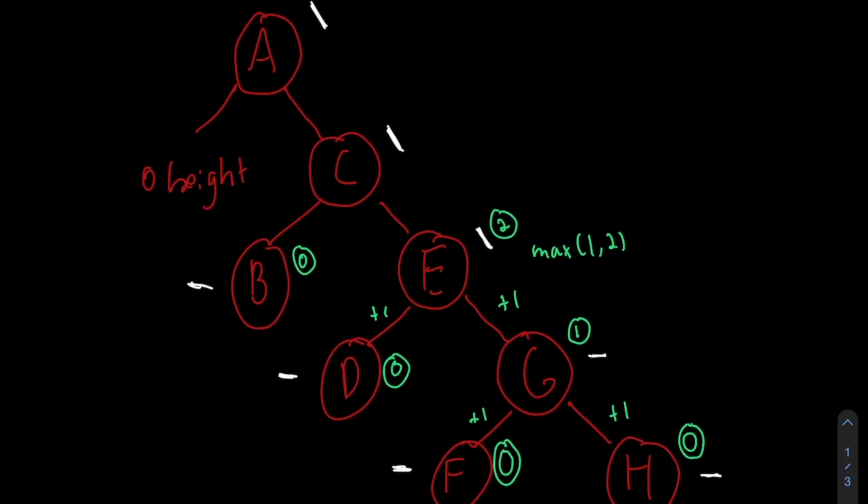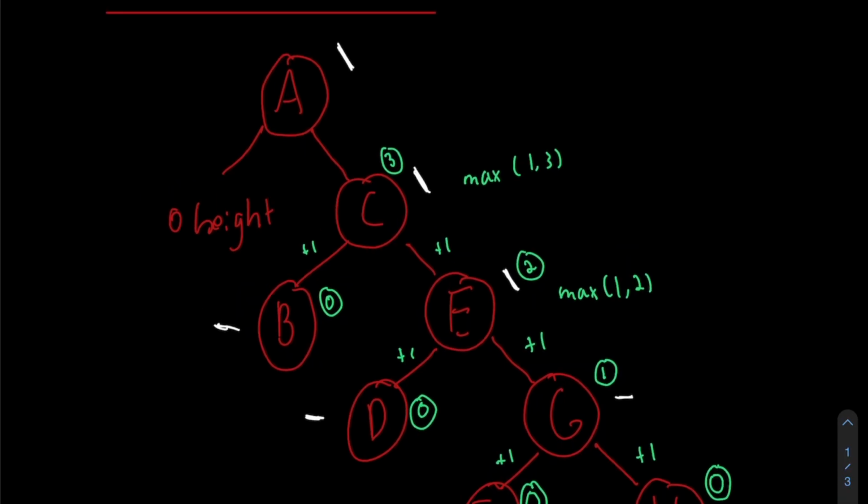And C is going to be the max. As we're going up, we're adding 1 for each branch. It's going to be the max of 1 and 3. So we could say that C has a height of 3. And we can say A, if we add 1, A is just going to have a height of 4. There's nothing to the left, so you would just be comparing max of 0 to 4.